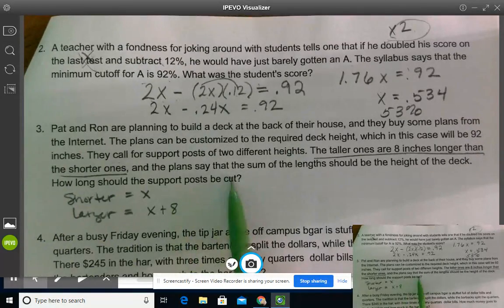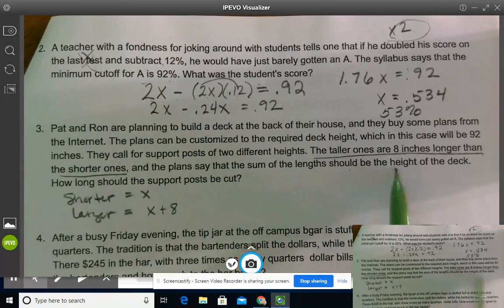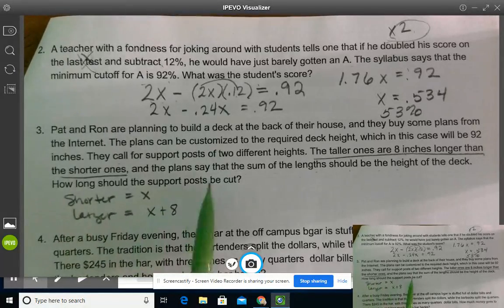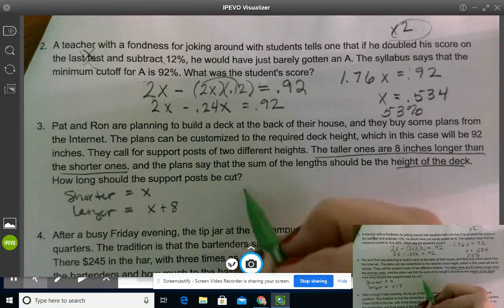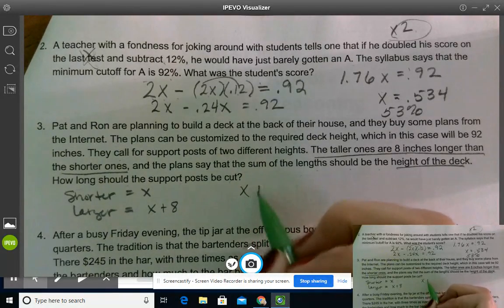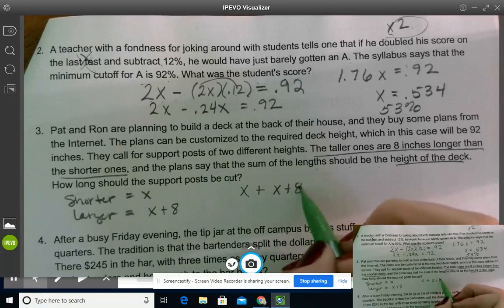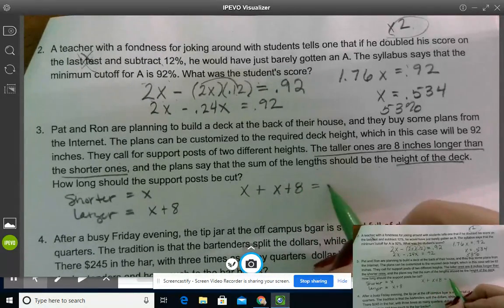All right, and the plan says that the sum of heights should be the height of the deck. How long should the support posts be cut? So in this case, the height of the deck is 92 inches. So what they're saying is if we translate the information, if we add the shorter posts to the longer posts, then they should be equal to the height of the deck. So you're taking the shorter post, you're adding them to the longer post, and they need to be equal to the height of the deck.